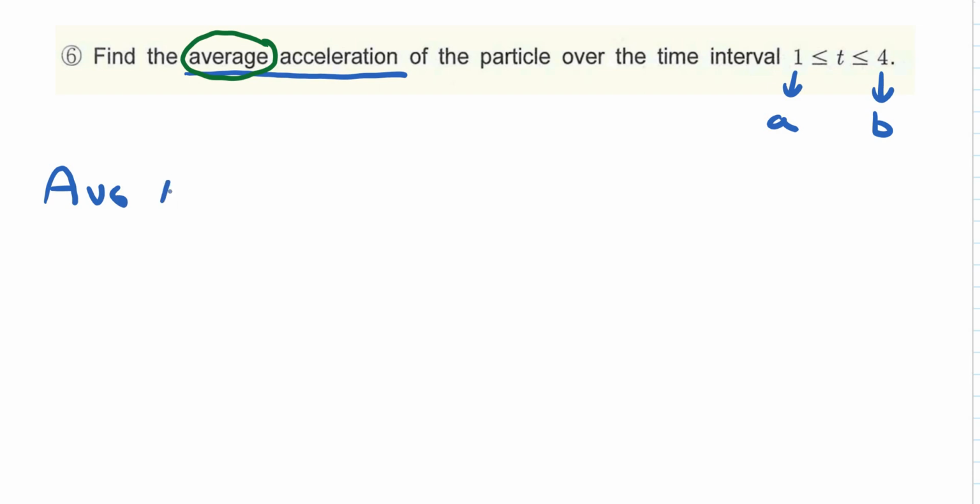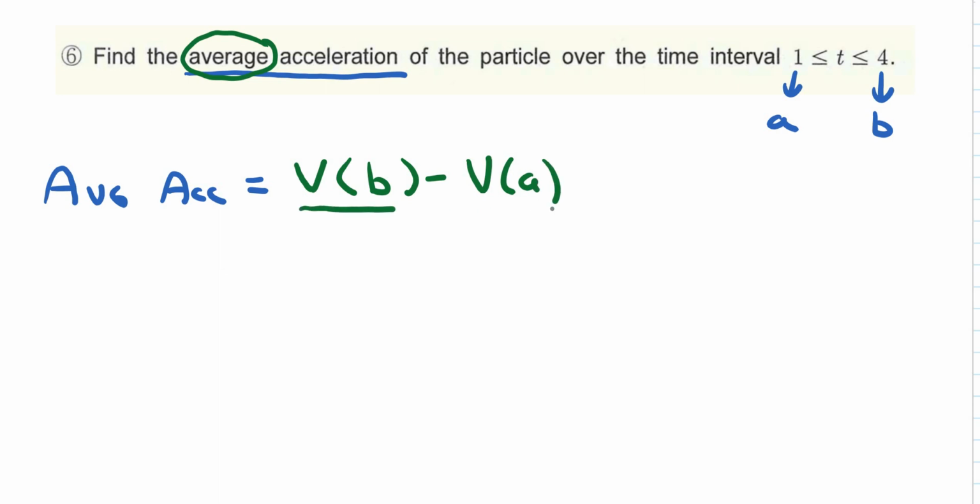For question number 6, I want to find the average acceleration, and our A value is 1, our B value is 4. For average acceleration here, the keyword is average, so this is the average rate of change. So if I want to find the average acceleration, this is the same thing as the slope of the secant line, so this will be V of B minus V of A divided by B minus A. Alright, so that is the slope of the secant line there.